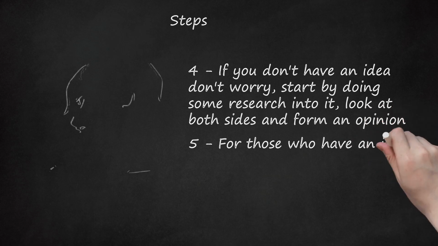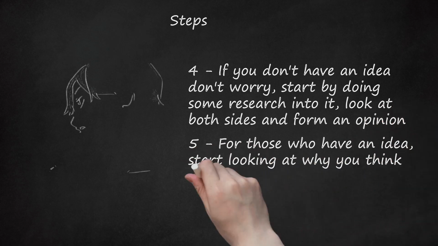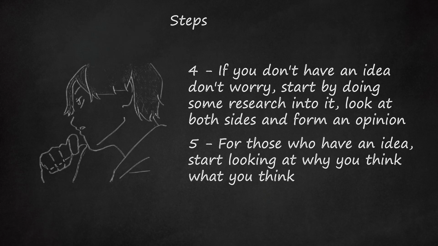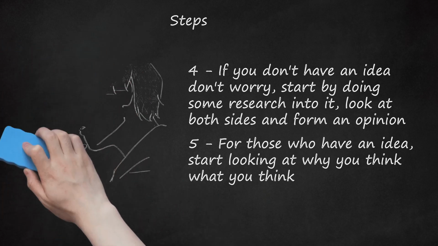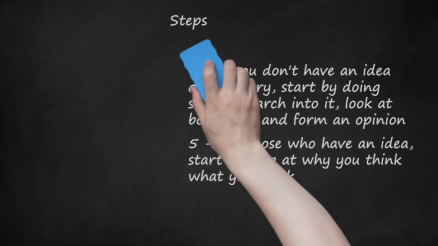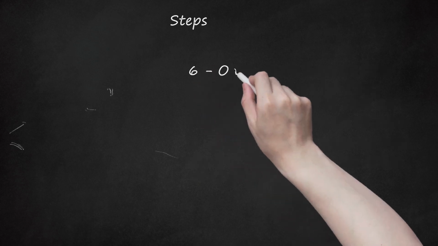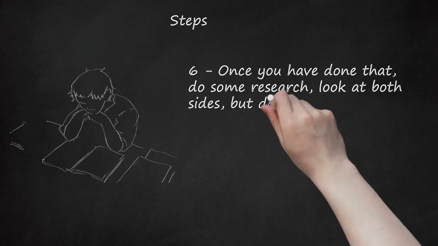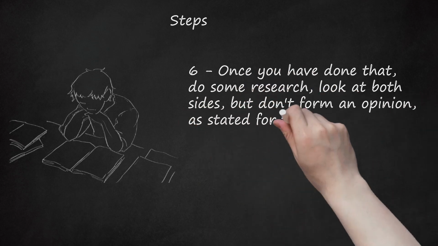5. For those who have an idea, start looking at why you think what you think. A mind map will help you. As stated earlier, this will help you spot flaws in what you think and how to remedy these flaws to form, or attempt to form, your flawless philosophy or truth, which is the philosopher's end goal. 6. Once you have done that, do some research, look at both sides, but don't form an opinion, as stated for those without an idea.